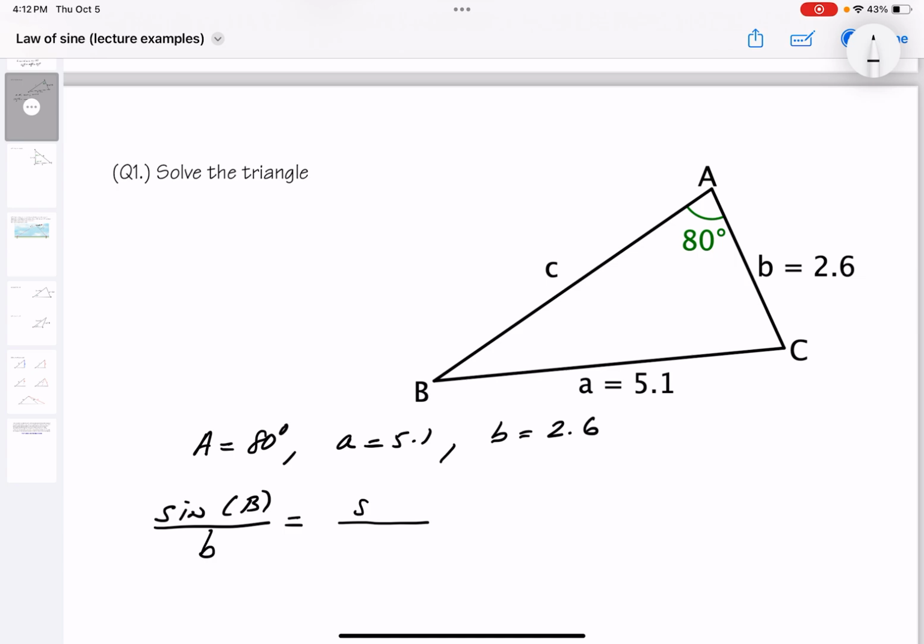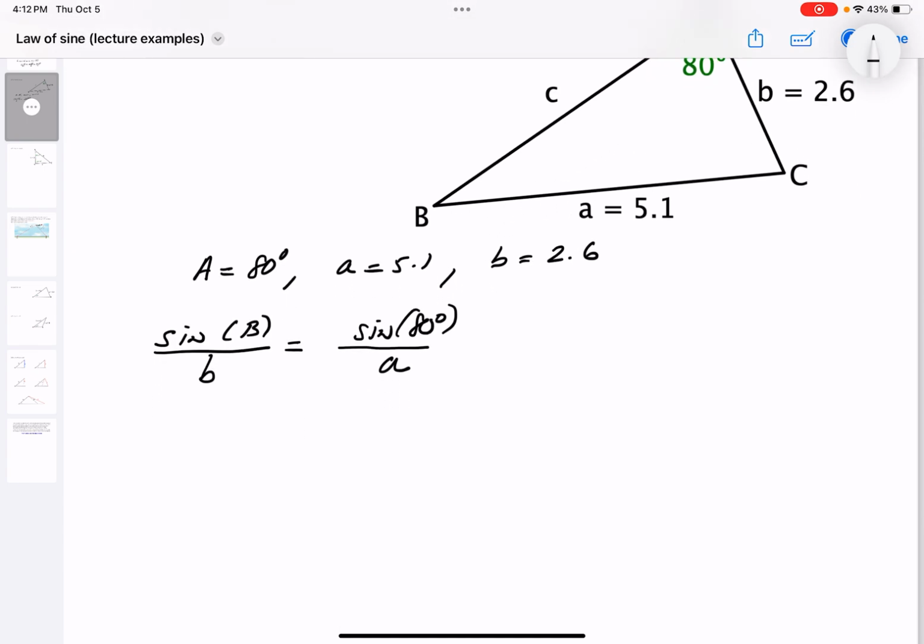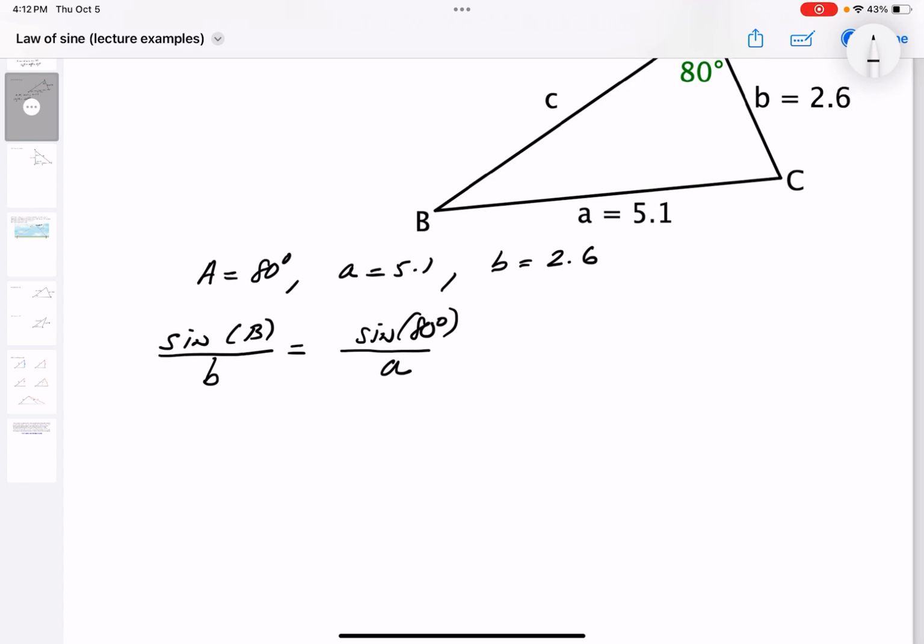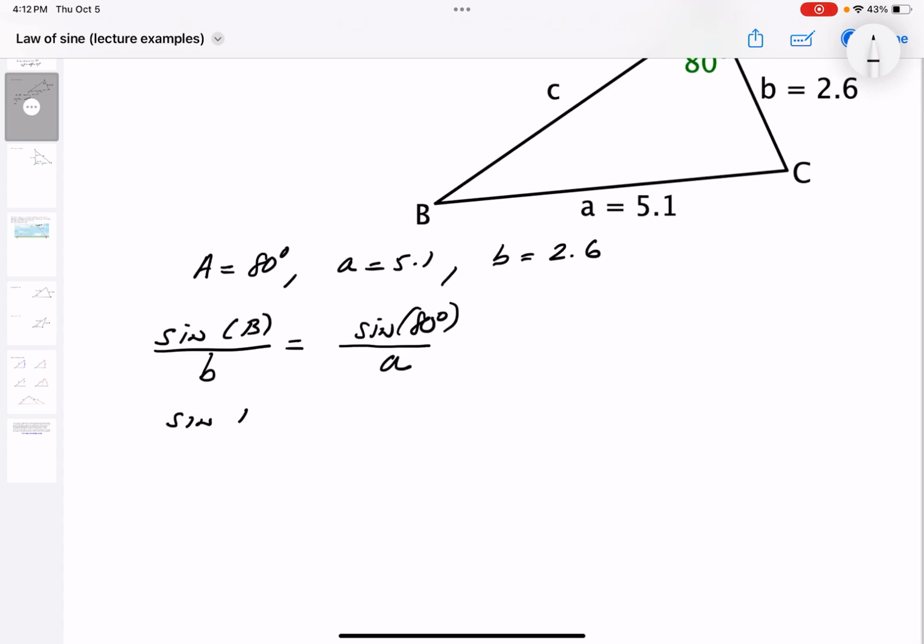What's that going to equal? Well, I'm going to say the sine of 80 degrees over 5.1, or just a. It's easier to write a than 5.1. Now, I want to solve for the angle of B. The way I'm going to do that, I'm going to say sine B is equal to b times sine of 80 degrees.